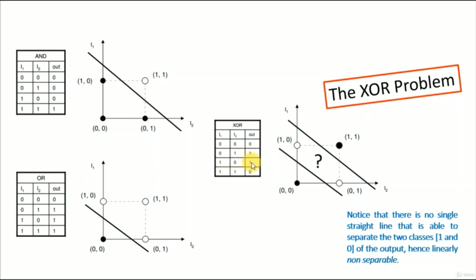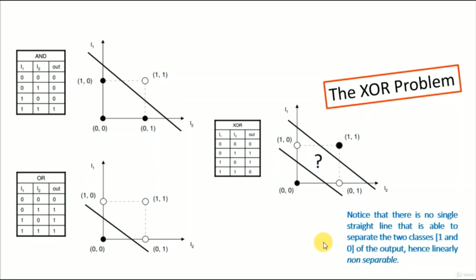When your inputs are different, so when you have 0, 1 or 1, 0, then we get an output of 1. If we plot these inputs, we can't separate the two classes by a straight line. We're going to need a curve that goes like this in order to separate these two classes, the 0 class and the 1 class. So there's no single straight line that can separate the two classes. Therefore, they're not linearly separable.